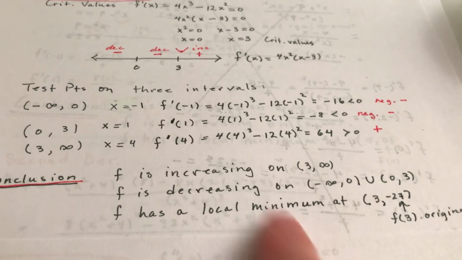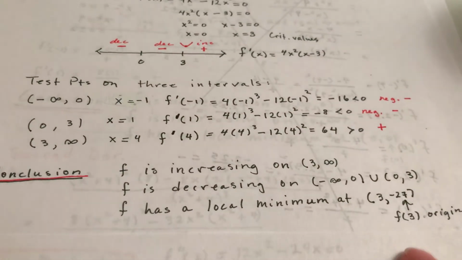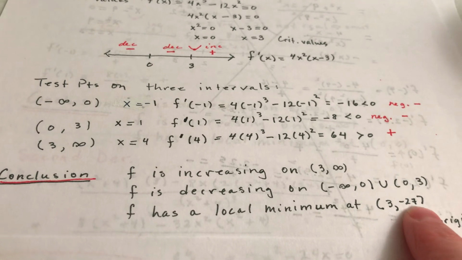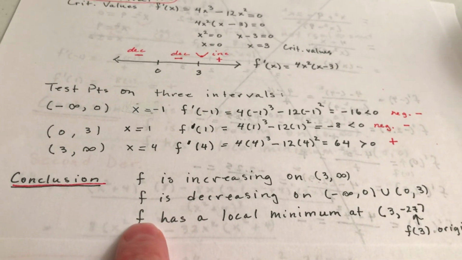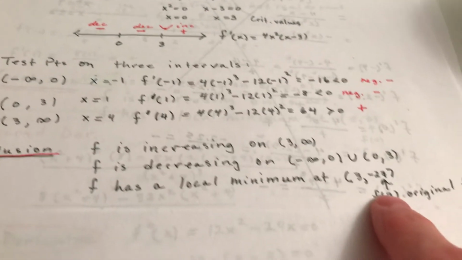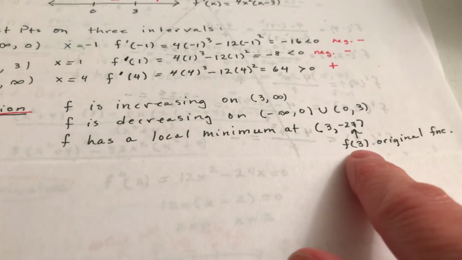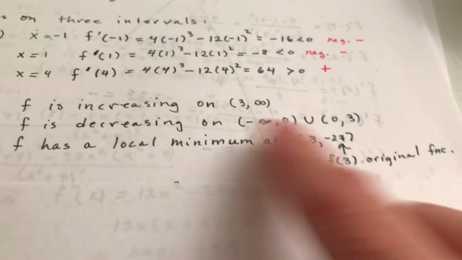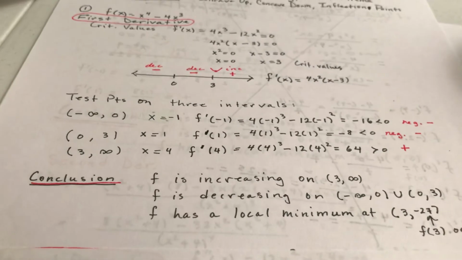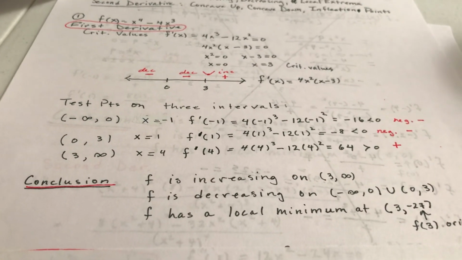And f has a local minimum at 3, negative 27. And I got that negative 27. This is all about f now. Your conclusion is all about f. And all I did was plug 3 into f, which is the original function way back when. Put it in there. As a matter of fact, I think I did it down here. Nope, I didn't. And I got negative 27. So there you go. That is the first derivative. I'll come back with the second derivative.